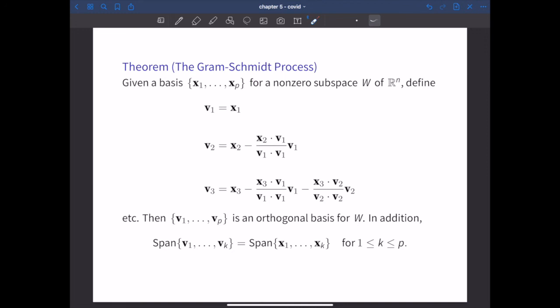Then to find the third vector in our orthogonal basis, we take the third vector in our original set, we subtract off of it the projection onto v1 and the projection onto v2. What this does is it takes the vector x3 and makes it orthogonal to both v2 and v1. By repeating this procedure, we're taking one vector at a time and making sure that it's orthogonal to the vectors we've already looked at. And if we do that for our entire set, then we'll end up with an orthogonal basis.